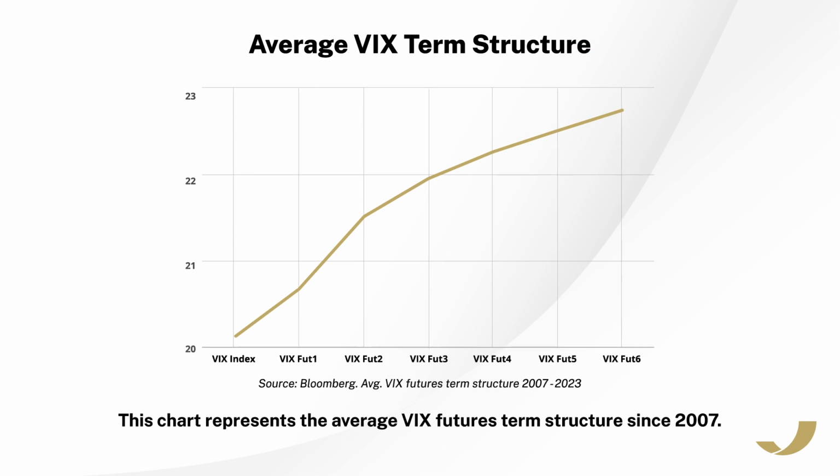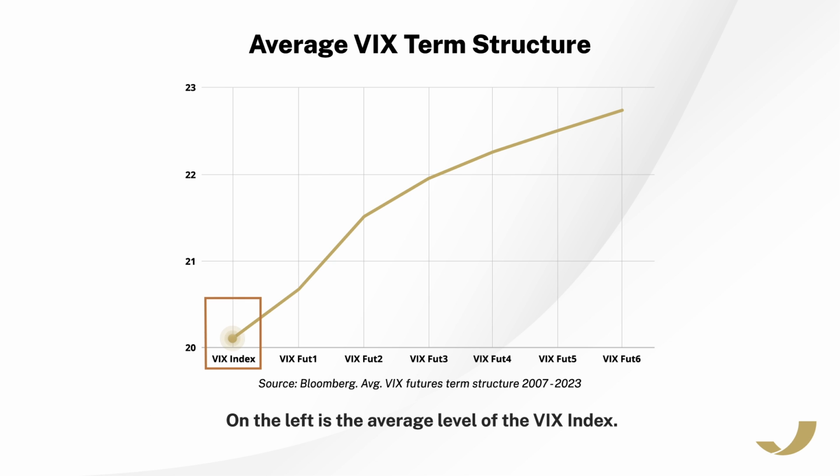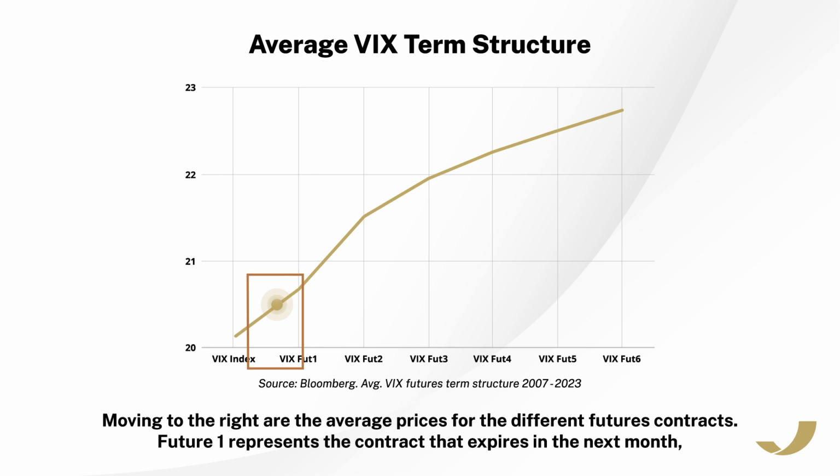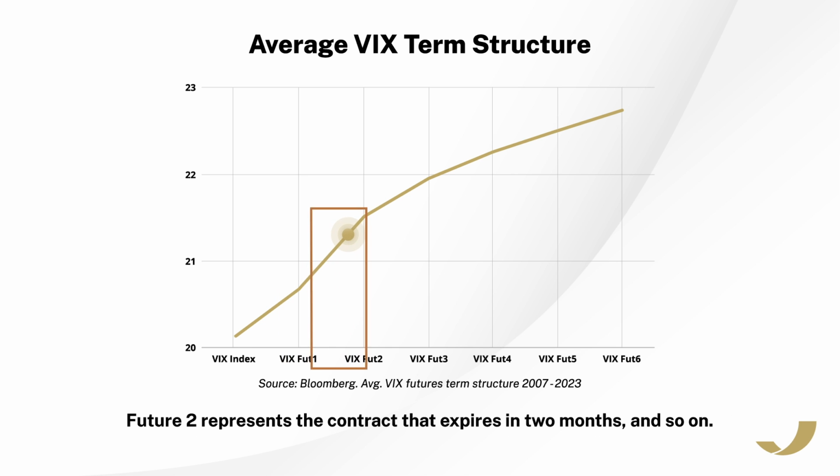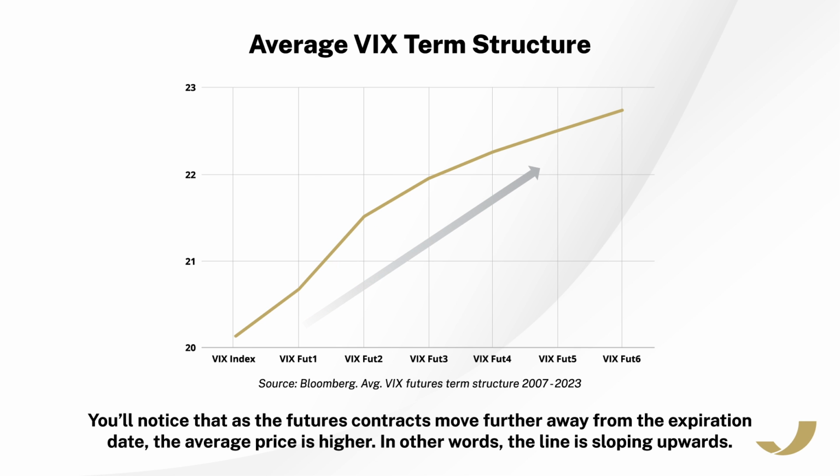This chart represents the average VIX futures term structure since 2007. On the left is the average level of the VIX index. Moving to the right are the average prices for the different futures contracts. Future 1 represents the contract that expires in the next month. Future 2 represents the contract that expires in 2 months, and so on. You'll notice that as the futures contracts move further away from the expiration date, the average price is higher. In other words, the line is sloping upwards.